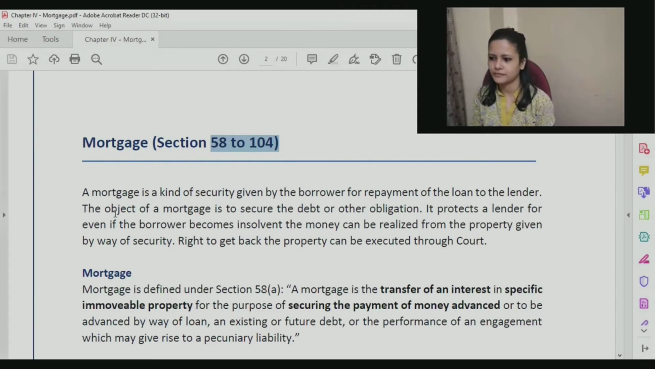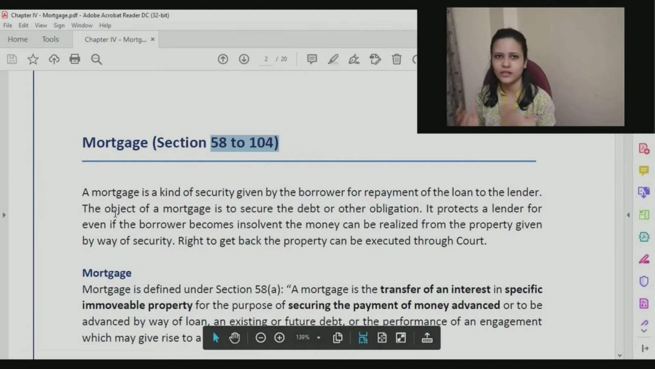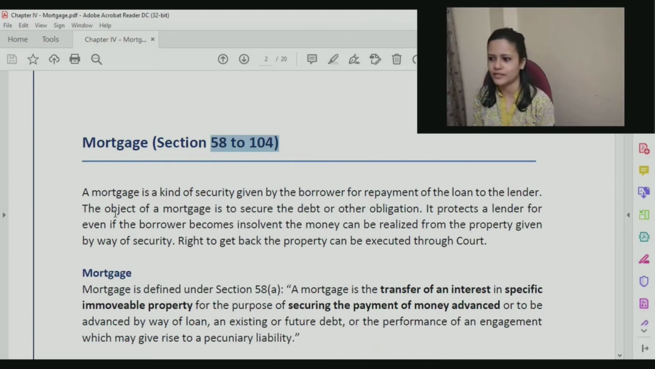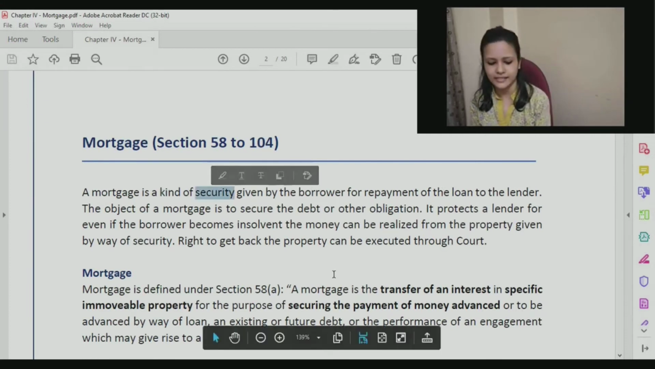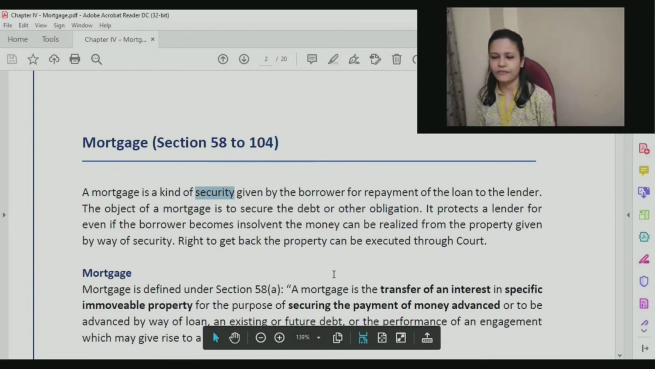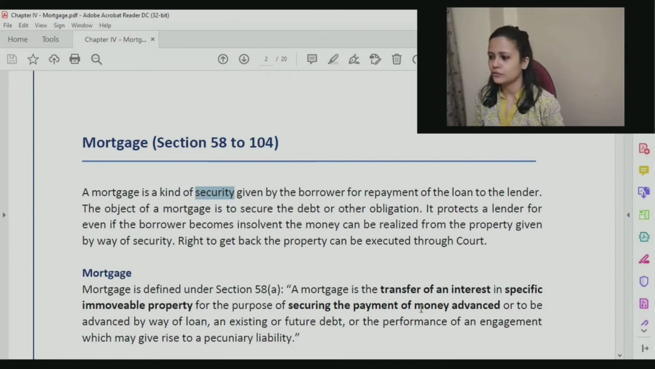Pawner and pawnee are what the parties are called, and the contract as such is called pledge, and it's part of the Indian Contract Act. So when we talk about mortgage, it's always some sort of immovable property. It's a security given by the borrower to the lender for repayment of the loan. It's a security that the person is giving, that in case I'm not able to return the money, it's fine, you at least have something to compensate for that.